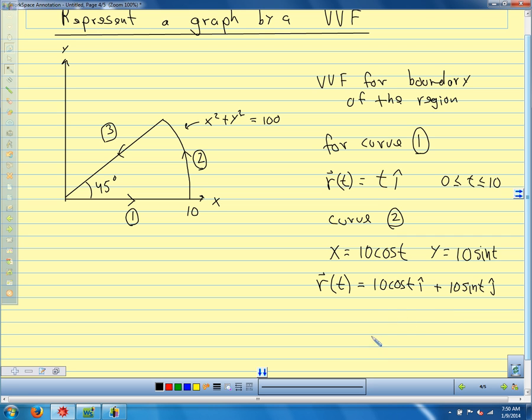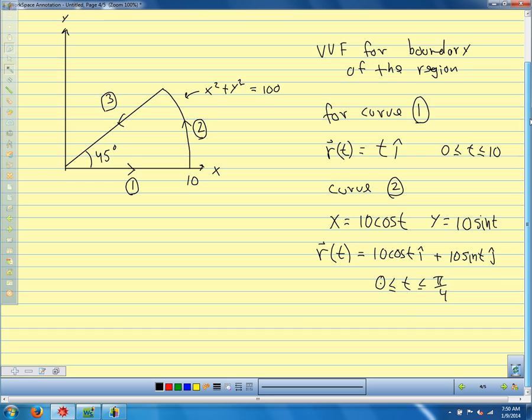And t is going to vary from what to what for this curve and this parameterization? 0 less than or equal to t less than or equal to, my angle varies from 0 to 45 degrees, pi over 4. So that's going to take me along this circle from here up to here. So there's my parameterization for curve 2 and my vector valued function for curve 2. Now let's do curve 3.